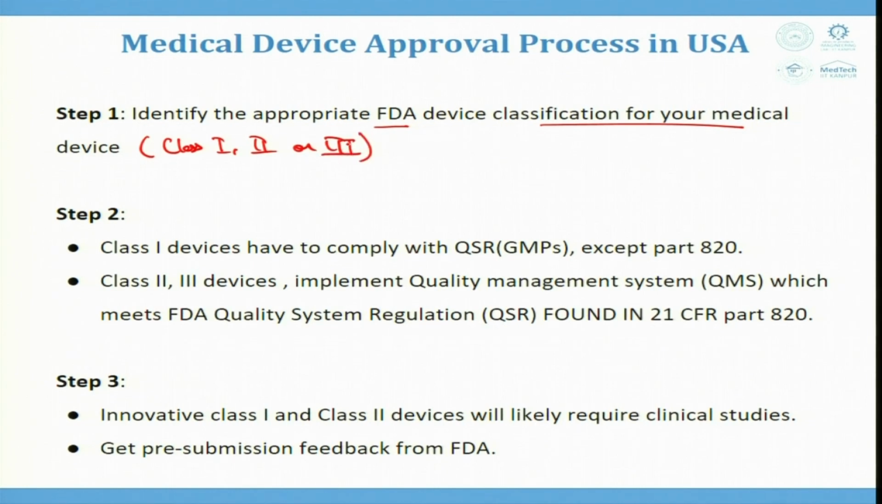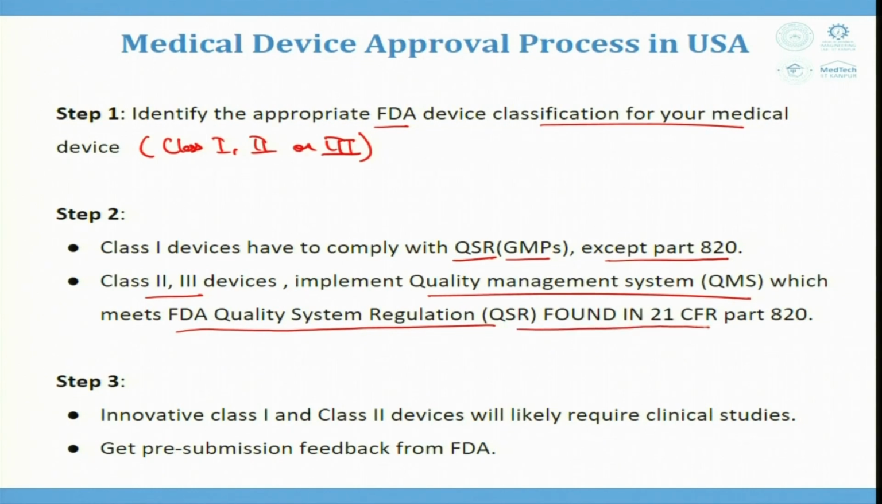Step 2 is that class 1 devices have to comply with QSR GMPs, that is good medical practices, except part 820. This is mentioned in the quality system regulation of the good medical practices in US. QSR is quality system regulation. Class 2 and 3 devices implement a quality management system, that is the QMS, such as ISO 13485, which meets FDA quality system regulation. QSR is found in 21 CFR part 820.